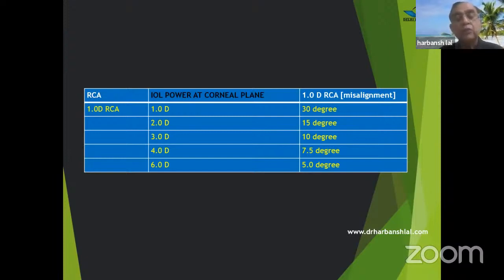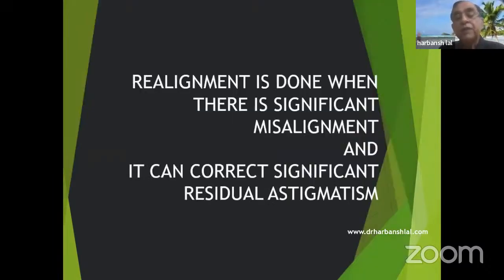But if it was supposed to correct 4 and 6, then misalignment is only 7.5 and 5 degree, which will be very, very difficult to realign. That means if the patient needed 6 diopter of correction, you got 5, 1 diopter is residual, you have to go with it. That is better than trying to correct a 5 degree misalignment. So realignment is done when there is a significant misalignment and it can correct significant residual astigmatism.